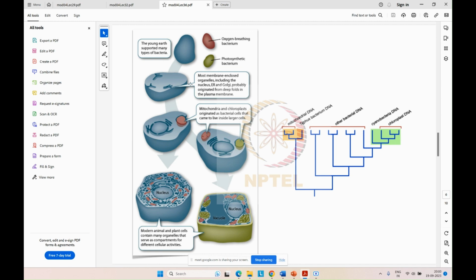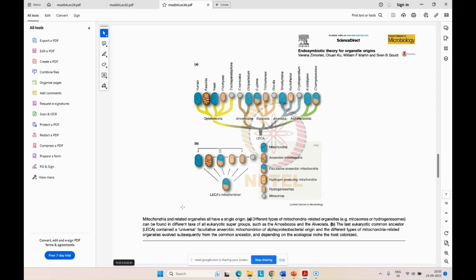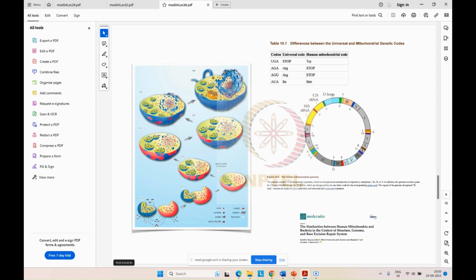This is another depiction which explains how the mitochondria and chloroplast came to be in the cell. A lot of studies have tried to map out exactly what the ancestor was whose engulfing led to the production of the first eukaryotic cell, but it's still ongoing.